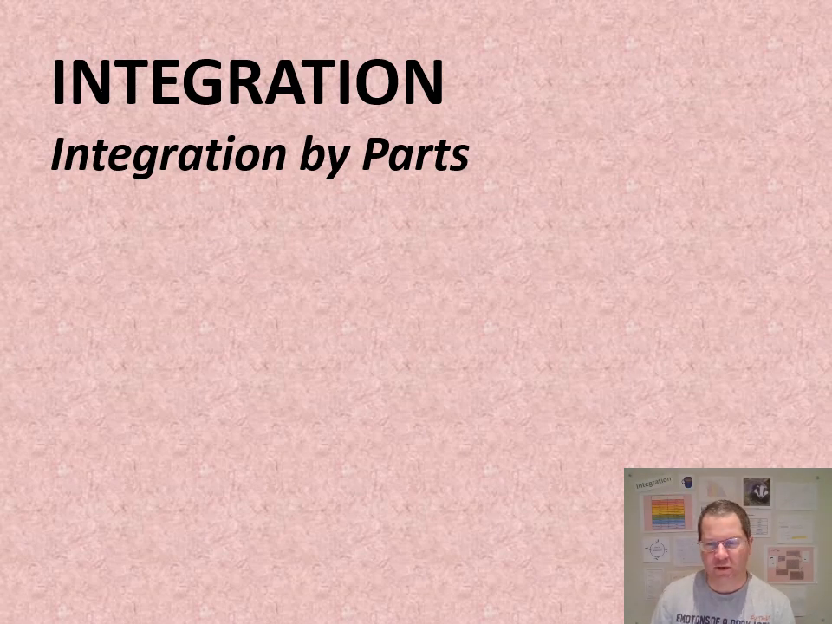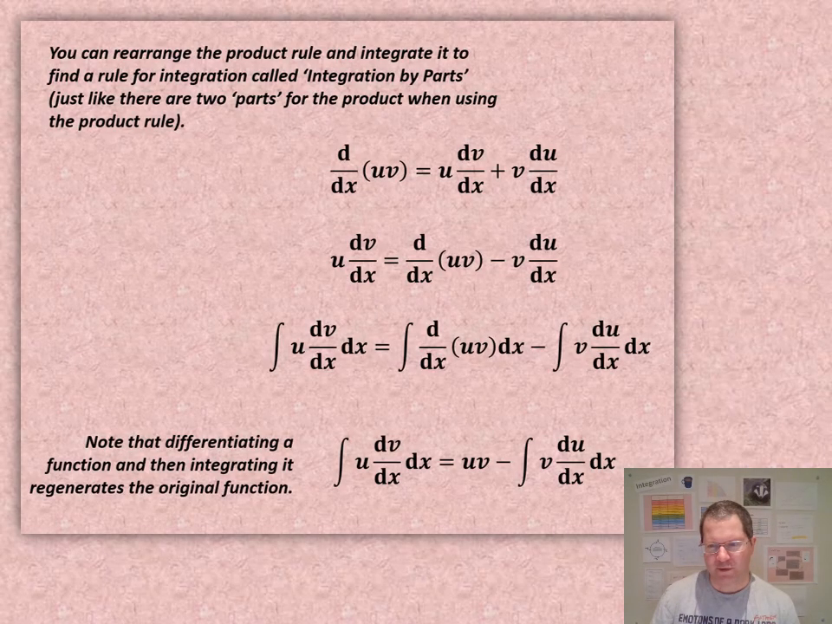Hello, in this video we're going to be looking at another integration technique. This one is called integration by parts. Now if integration by substitution is the opposite of the chain rule, then integration by parts is the opposite of the product rule. And you can see the product rule there at the top of the derivation. So if we rearrange it and integrate it, we can find this new rule called integration by parts.